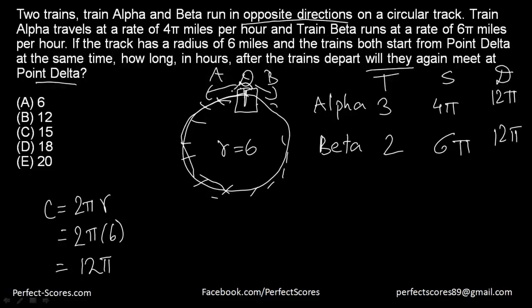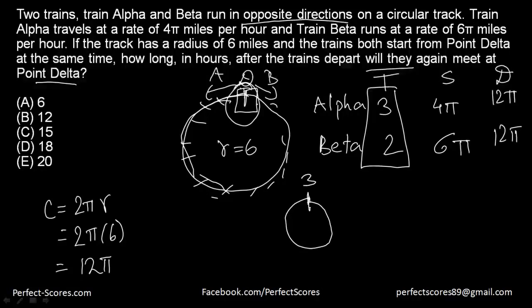Now, when they are going to be here at exactly the same time is the LCM of 3 and 2. Why is that? Because for the first 3 hours, car 3 is going to be here, at the 6th hour it's going to be here, at the 9th hour it's going to be here. Similarly for train beta, after every 2 hours it's going to be here, after every 4 hours it's going to be here, and after every 6 hours it's going to be here.